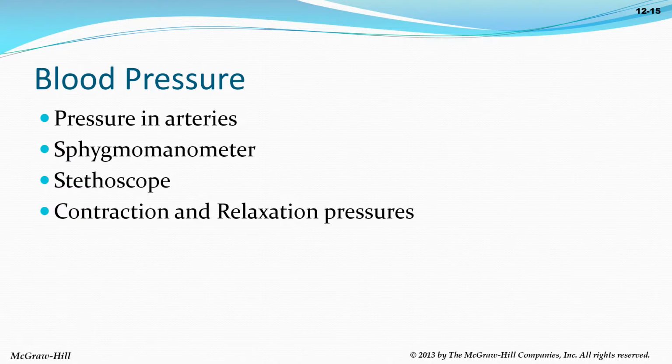What is normal blood pressure? So you want to be below 120 over 80 as much as possible. The top number is when your heart is in systole. That's when the ventricles are contracted. And the bottom number is when your ventricles are in diastole. So systolic pressure, diastolic pressure.